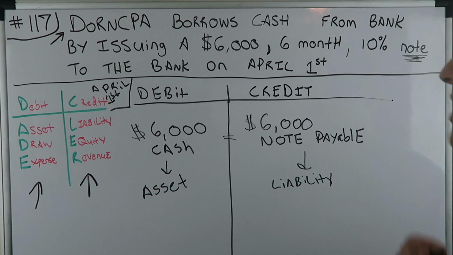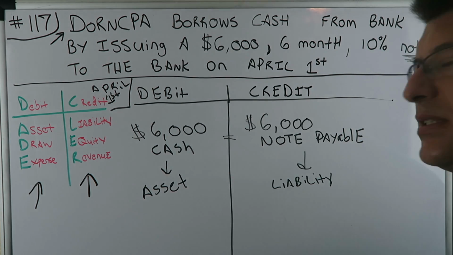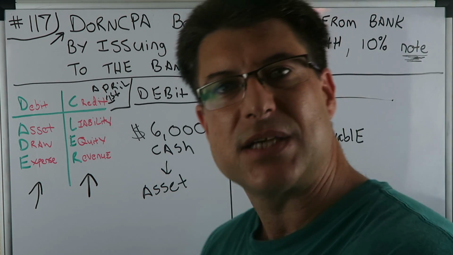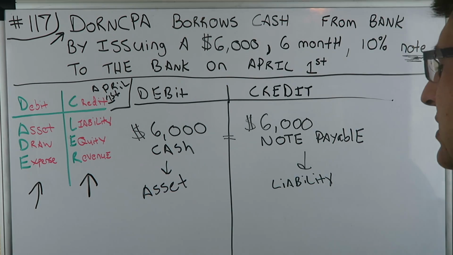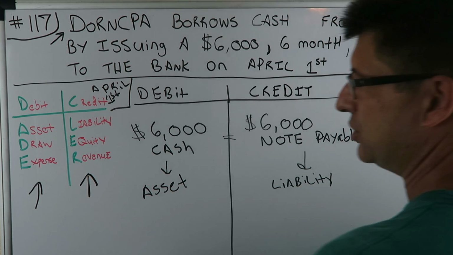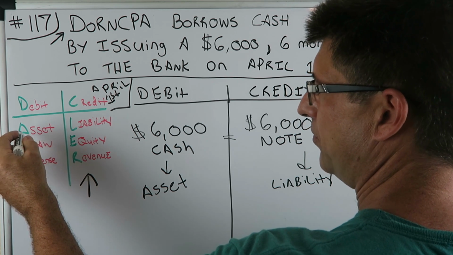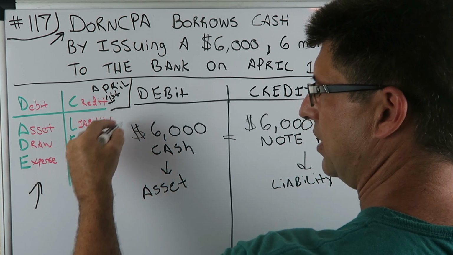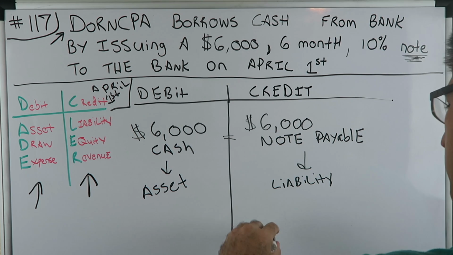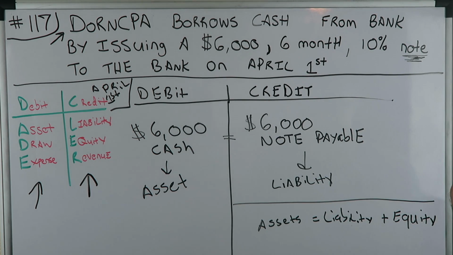You gotta break it down really small. And one more thing, since I'm on a roll: what does that do to the balance sheet? The balance sheet is also on here. Assets equal liability plus equity is the balance sheet. Assets equal liability plus equity.